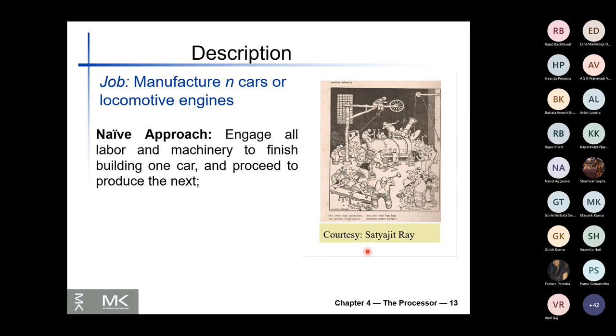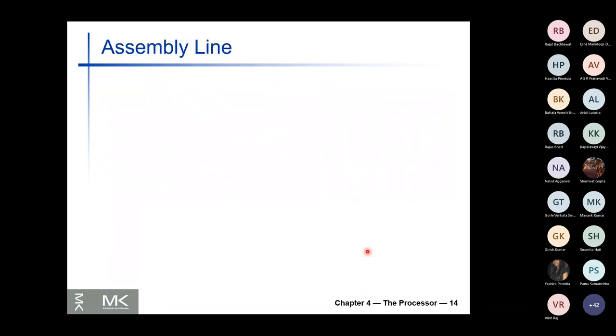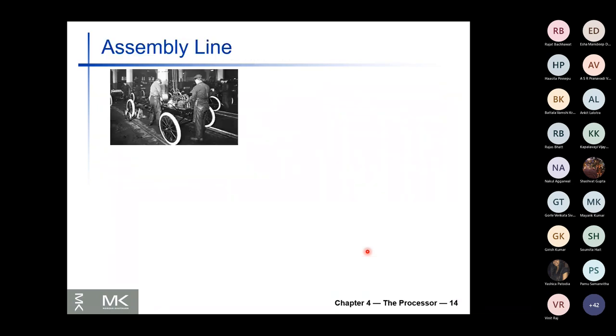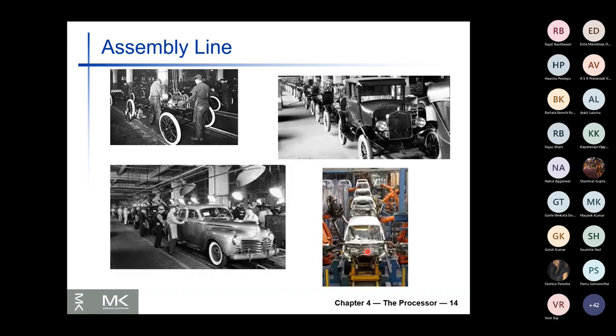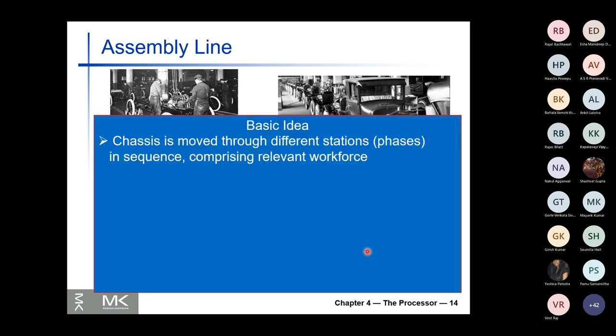You must have heard about assembly line, right? So in assembly line, what do you do? You have different stations, and in each station you perform certain specific tasks. The chassis is moved from one station to another station. When it reaches the last station, it is finished there. This is a very old concept, and this is the basic idea behind pipelining.